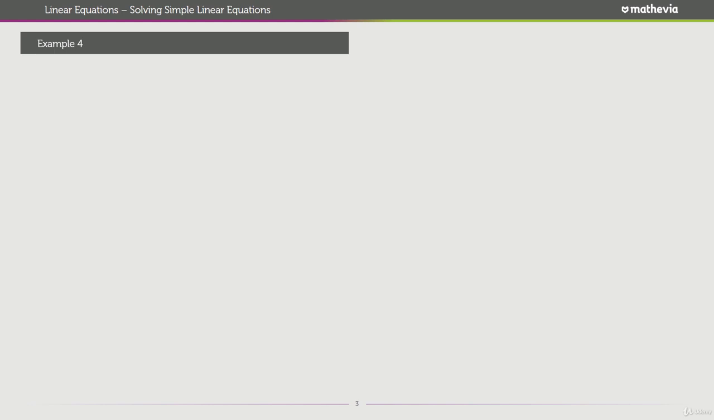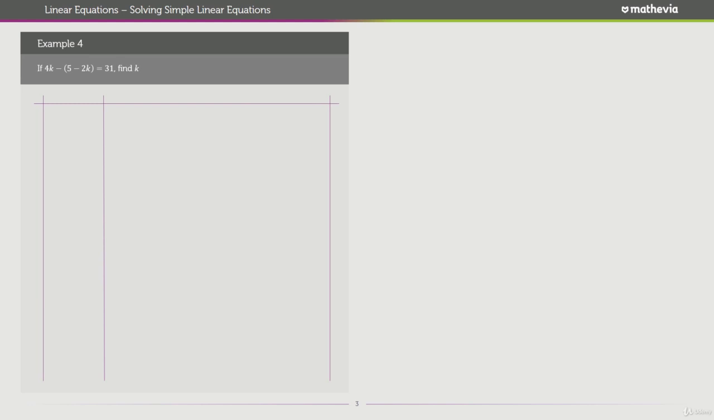Example 4. This one is looking more interesting now. We have: if 4k minus (5 minus 2k) equals 31, find k. So we have a bracket here, and basically we need to open up this bracket. Now the first thing we want to do, like I said, is open that bracket.